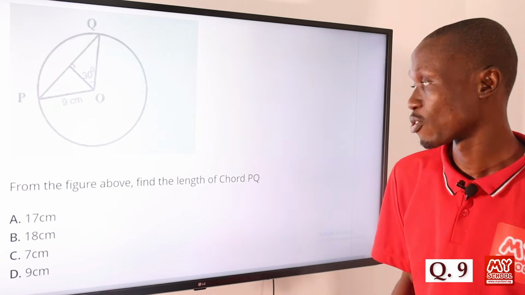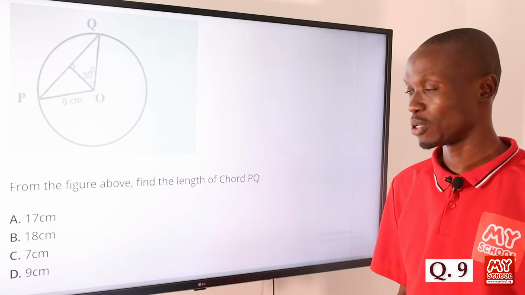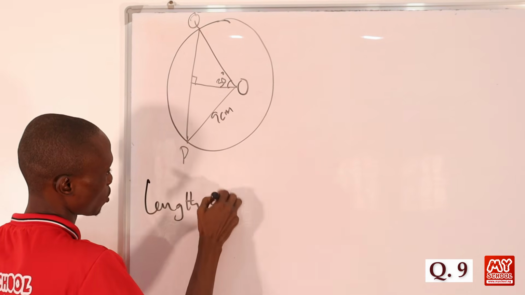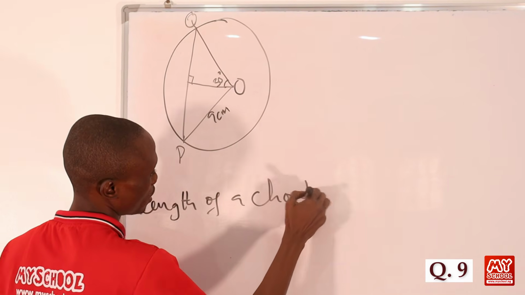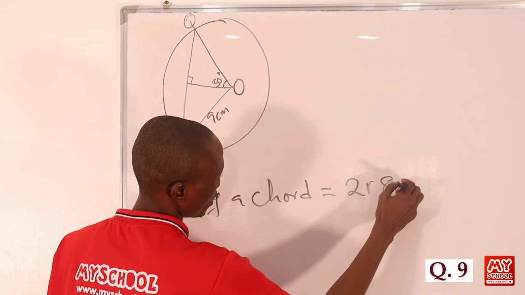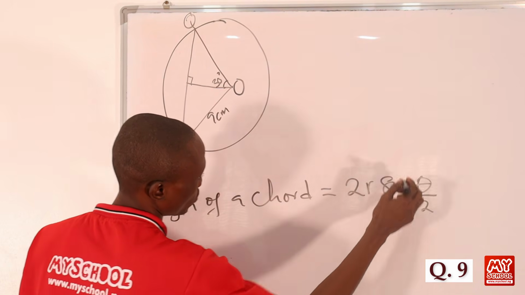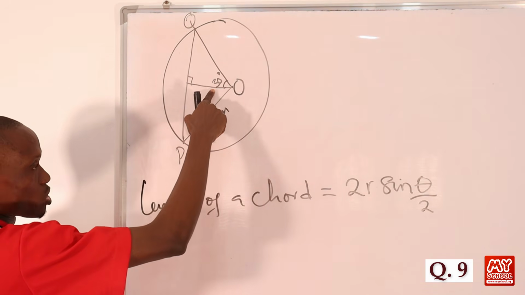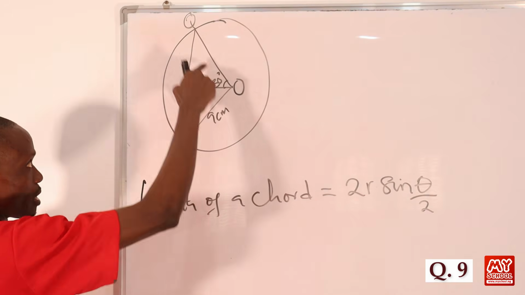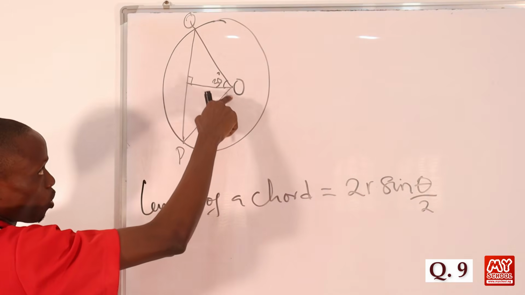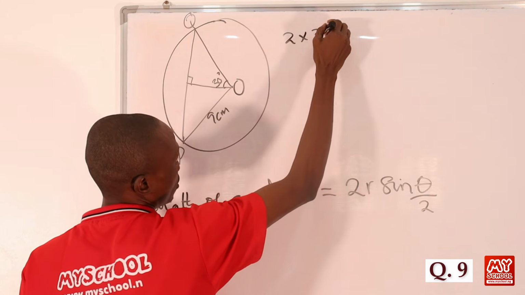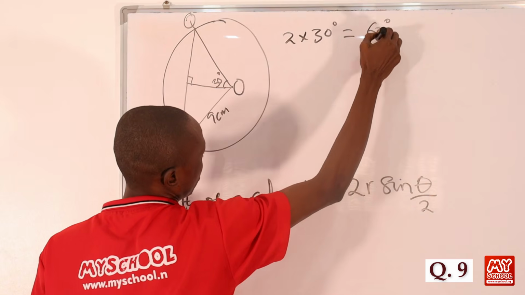Question 9. From the figure above, find the length of chord PQ. Let's move over to the board to provide the answer to this question. We know that the length of a chord is given as 2r sine theta over 2. The value of our theta for this question is not 30, because 30 is just the half of the angle that is subtended by the chord PQ, right? So in this case, it's going to be equal to 2 times 30, and that will be equal to 60 degrees.